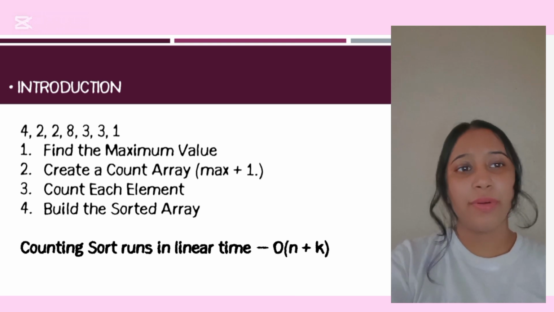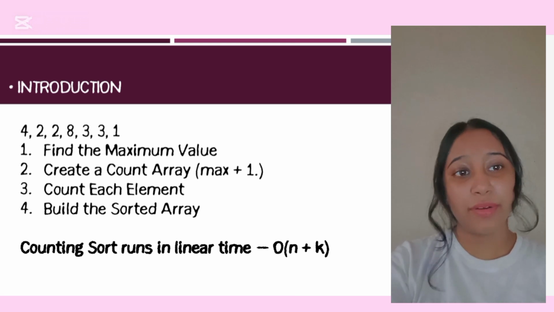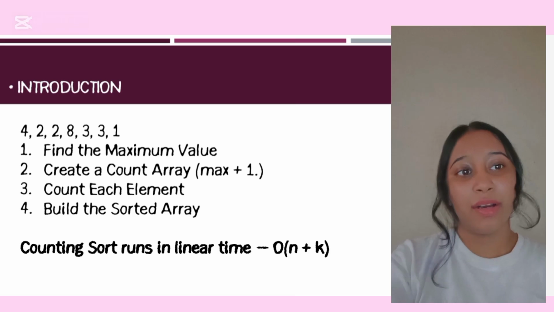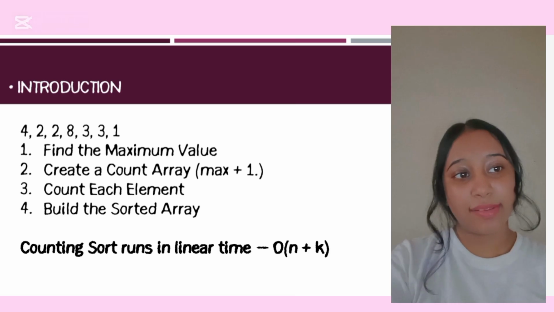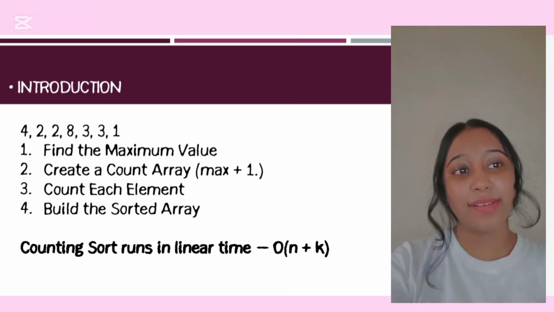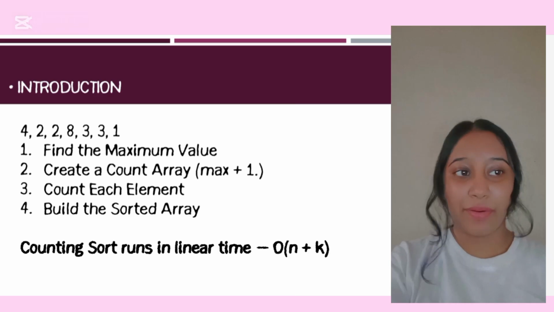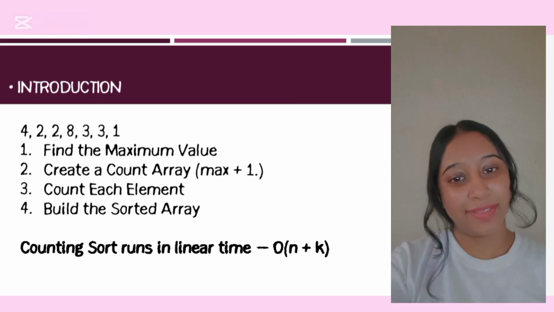Why is counting sort fast? Counting sort runs in linear time, O(n + k), where n is the number of elements and k is the range of values. This makes it faster than comparison-based sorting algorithms for a small range.